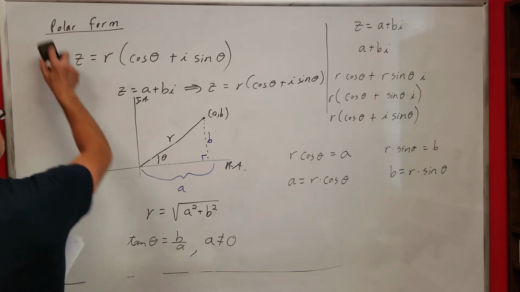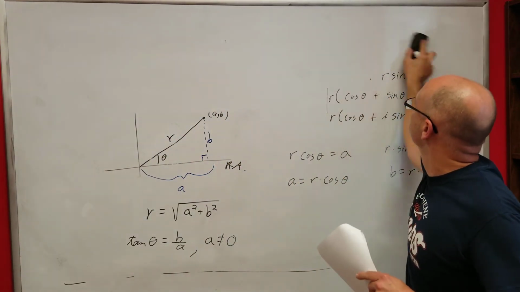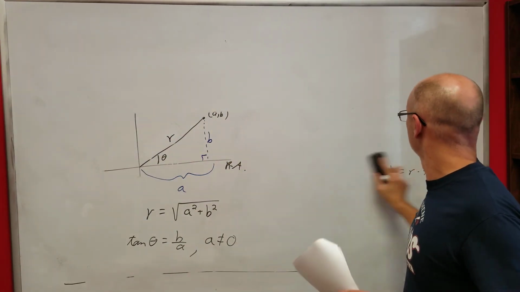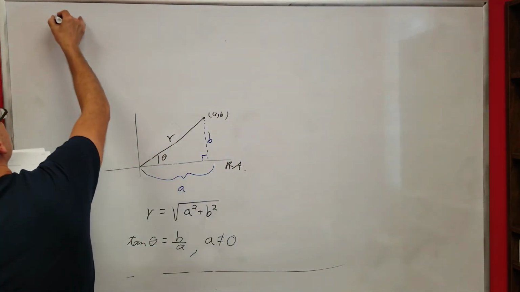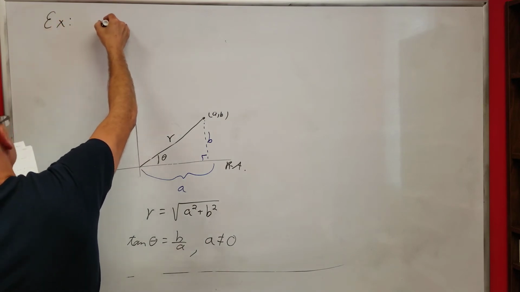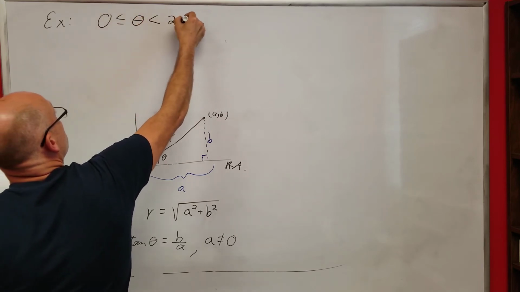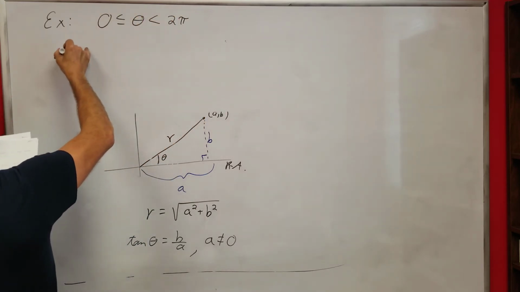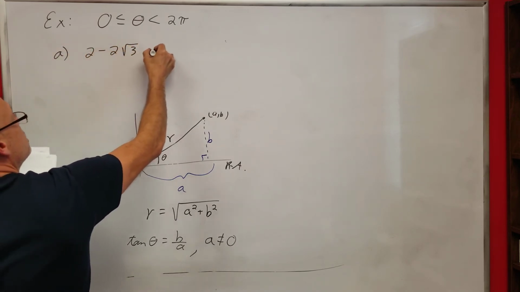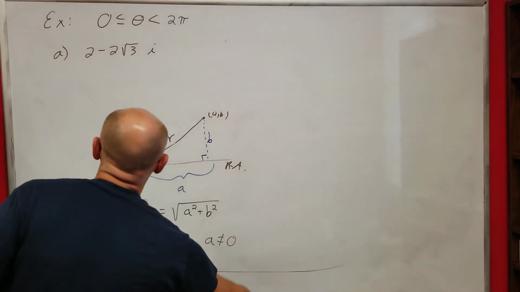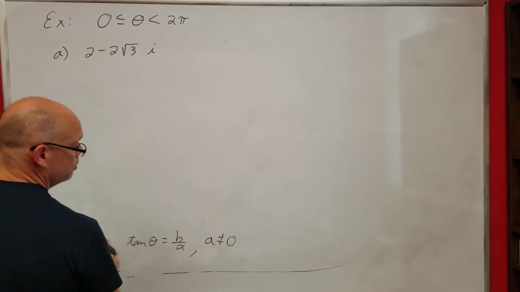All right, let's look at our next example. What does our next example read? Write the complex number in polar form where theta is between 0 and 2 pi radians, okay? And then they give me for part A, 2 minus 2 square roots of 3 times i. So I want to write that number, which is a complex number, in polar form.